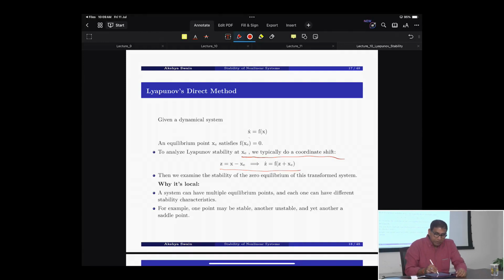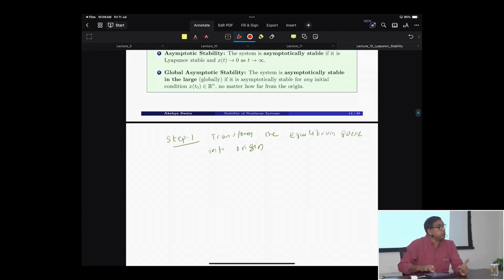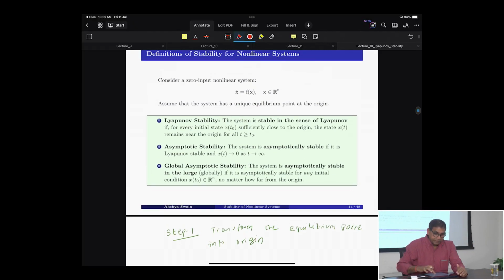Now the actual system is x dot is equal to f of x. The system which we are studying is not x dot equal to f of x; it is z dot is equal to f of z plus x_e. Right? Now in this particular system, the equilibrium point is always at the origin because you have shifted it. Got my point? Then you examine, and the other things are straightforward. Each of the equilibrium points you are interested in, you transform into the origin and then do it.